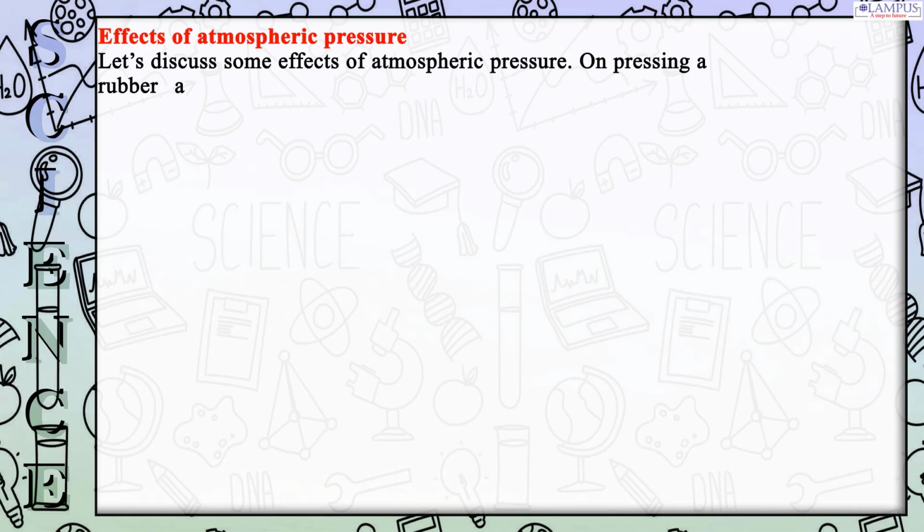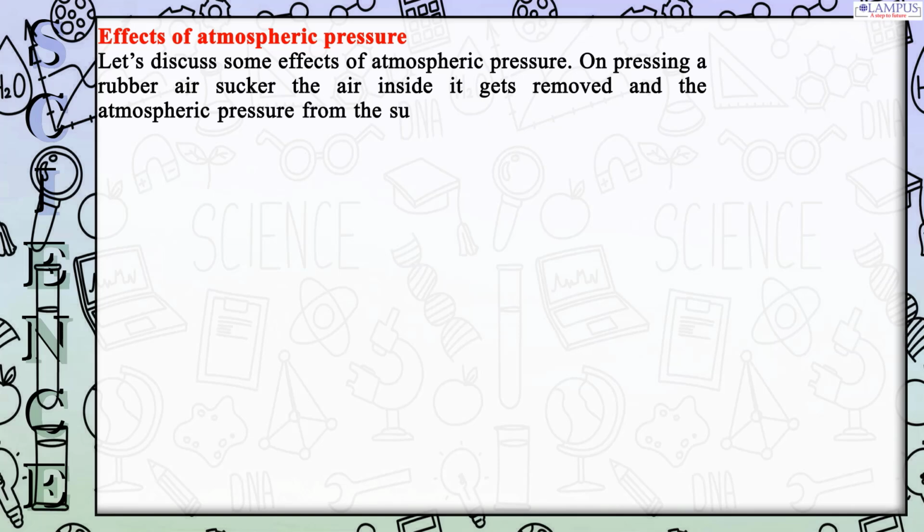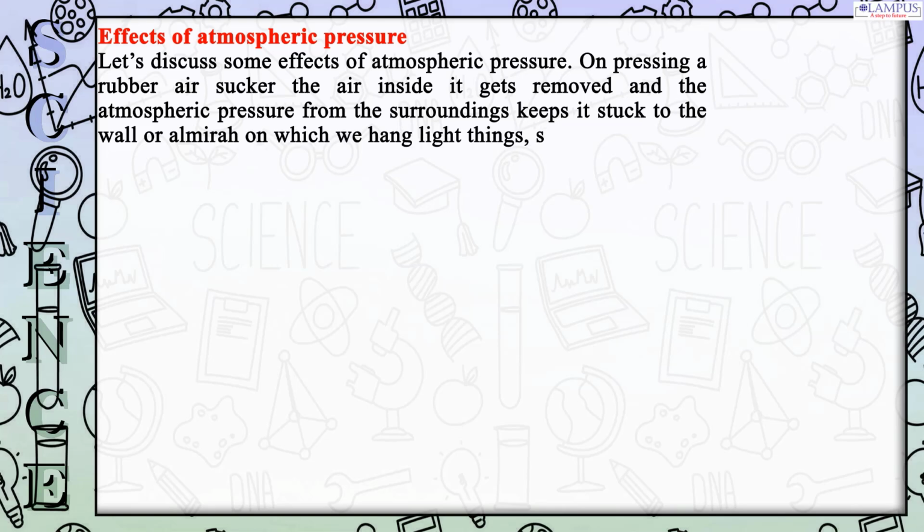On pressing a rubber air sucker, the air inside it gets removed and the atmospheric pressure from the surroundings keeps it stuck to the wall or almirah on which we hang light things, such as key rings.